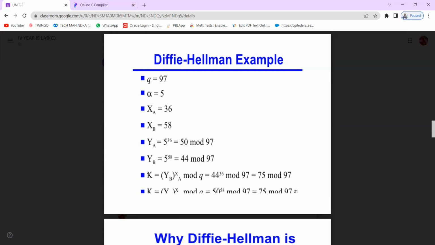Next, we'll calculate the secret key of A. Here we can see the public key of B to the power of the private key of A mod Q. So the public key of B is 44 to the power of the private key of A, that is 36, mod 97, which gives 75 mod 97, and the answer will be 75. So the shared secret key of A is equal to 75.